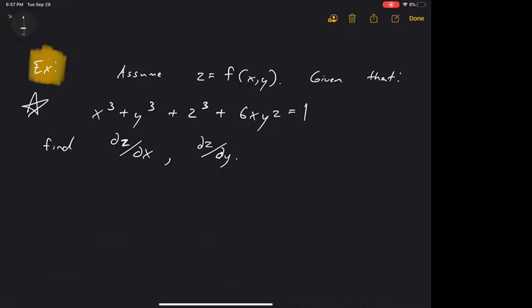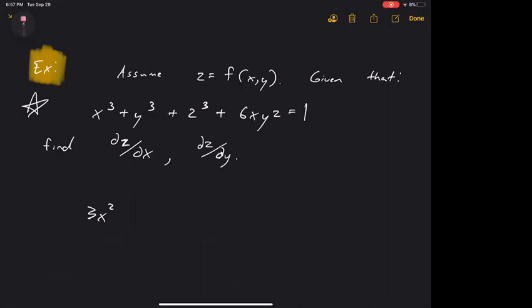So what is the first term? x cubed becomes 3x squared. If I'm differentiating y cubed with respect to x, I'm treating y like a constant, so that just becomes 0. Now, here's where things get a little tricky. I want to differentiate z with respect to x, and remember, I'm assuming z is equal to f of x, y.